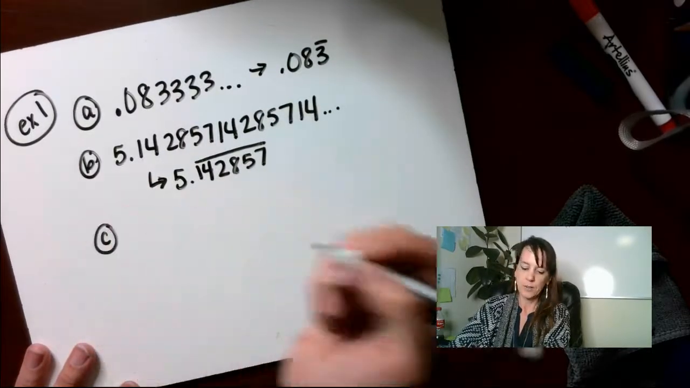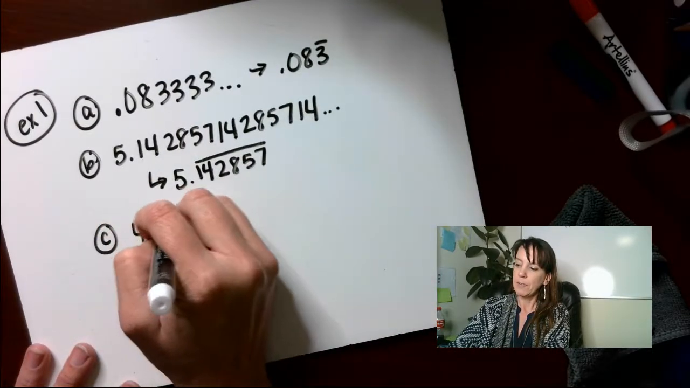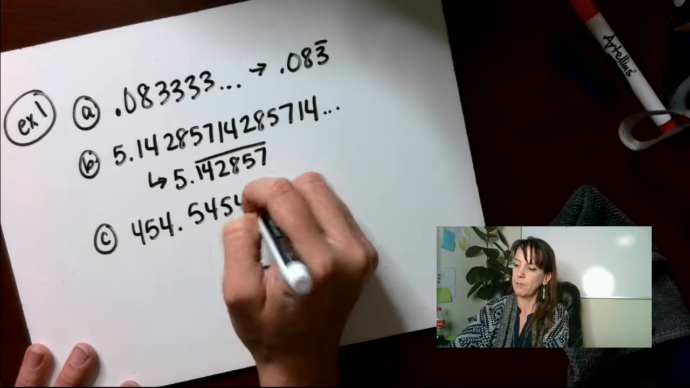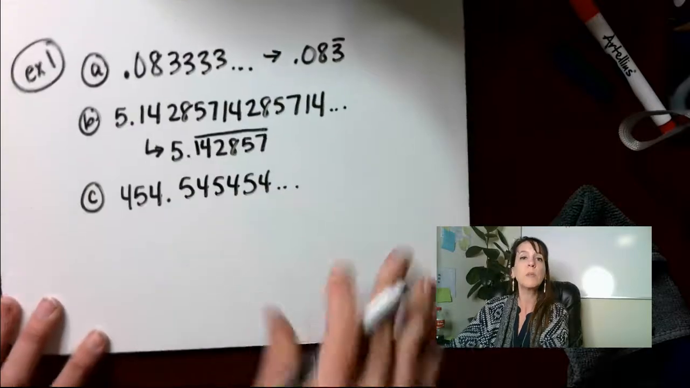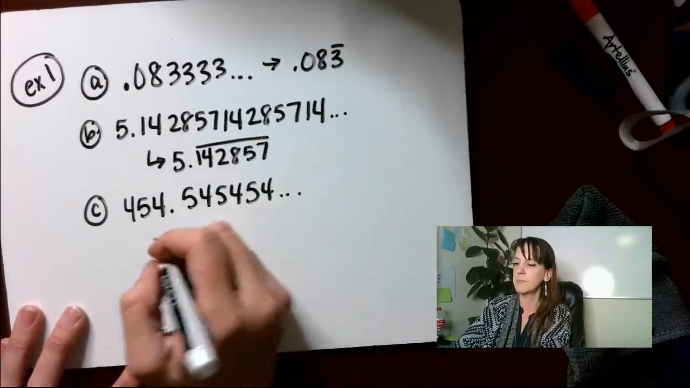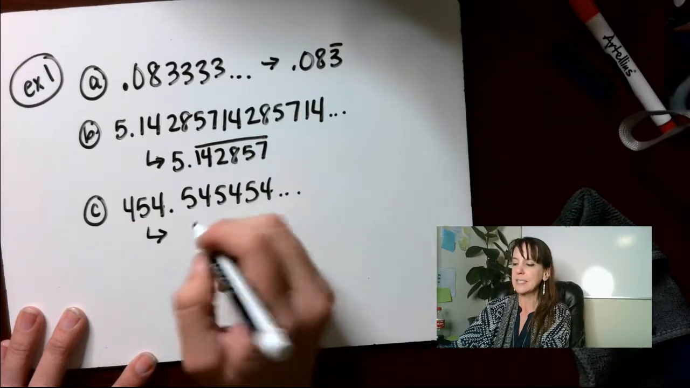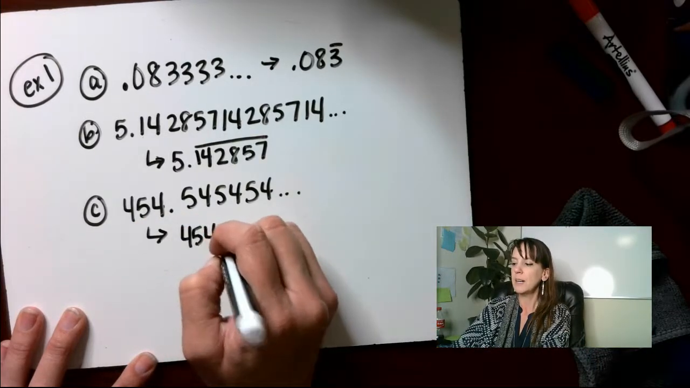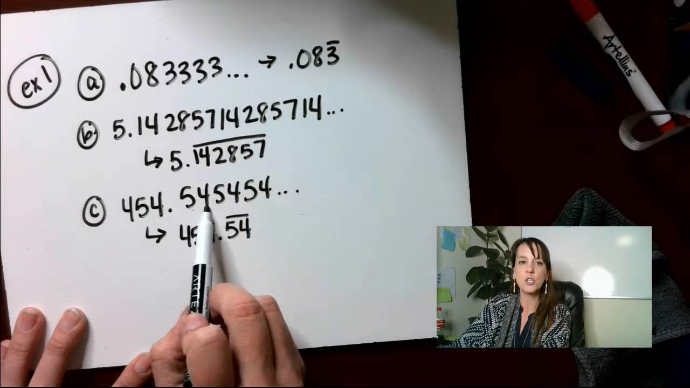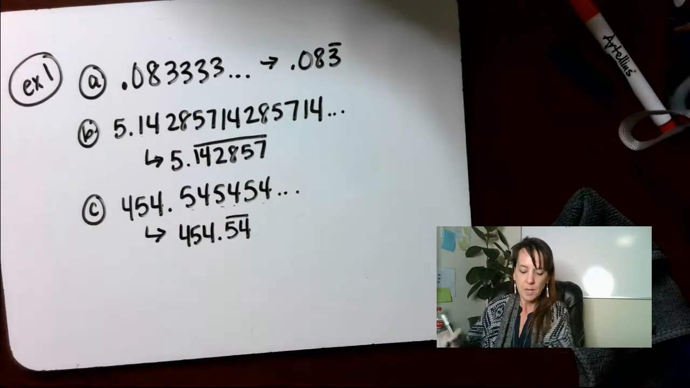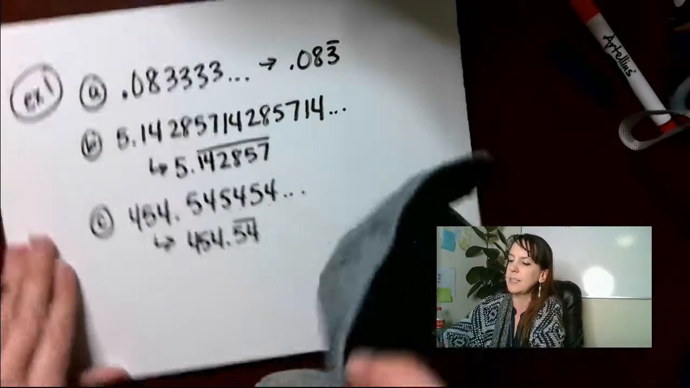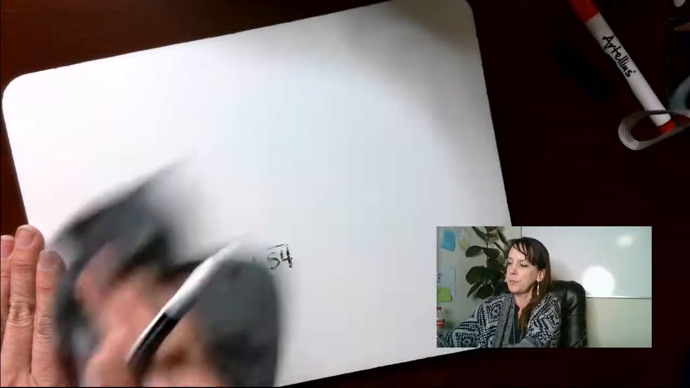For C, 454.545454. So the way that we would write this out, sorry, I always tilt my board. The way that we would write this out is 454.54 with a line over it because that's the chunk that is repeating, right? Okay, so now we're going to look at example number 2.